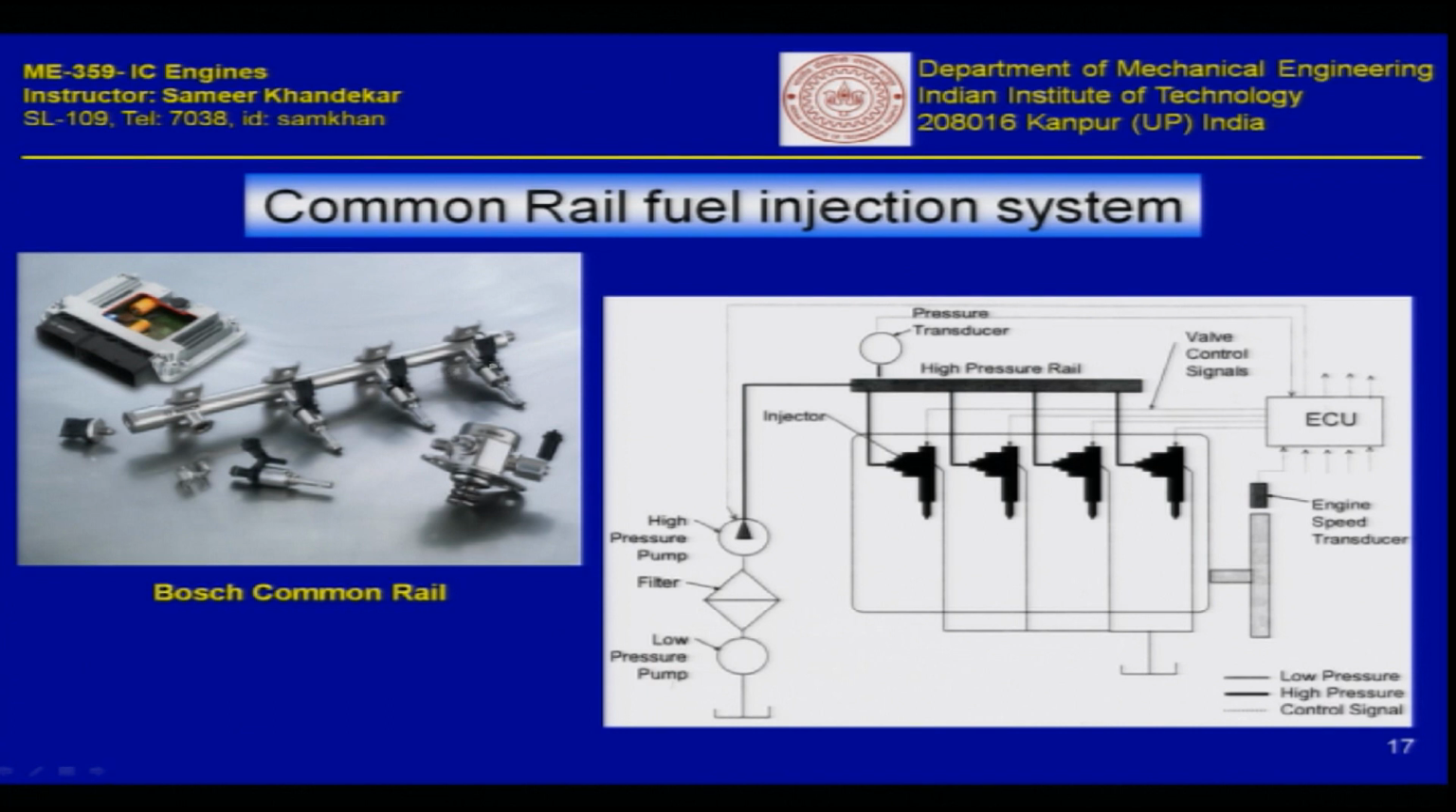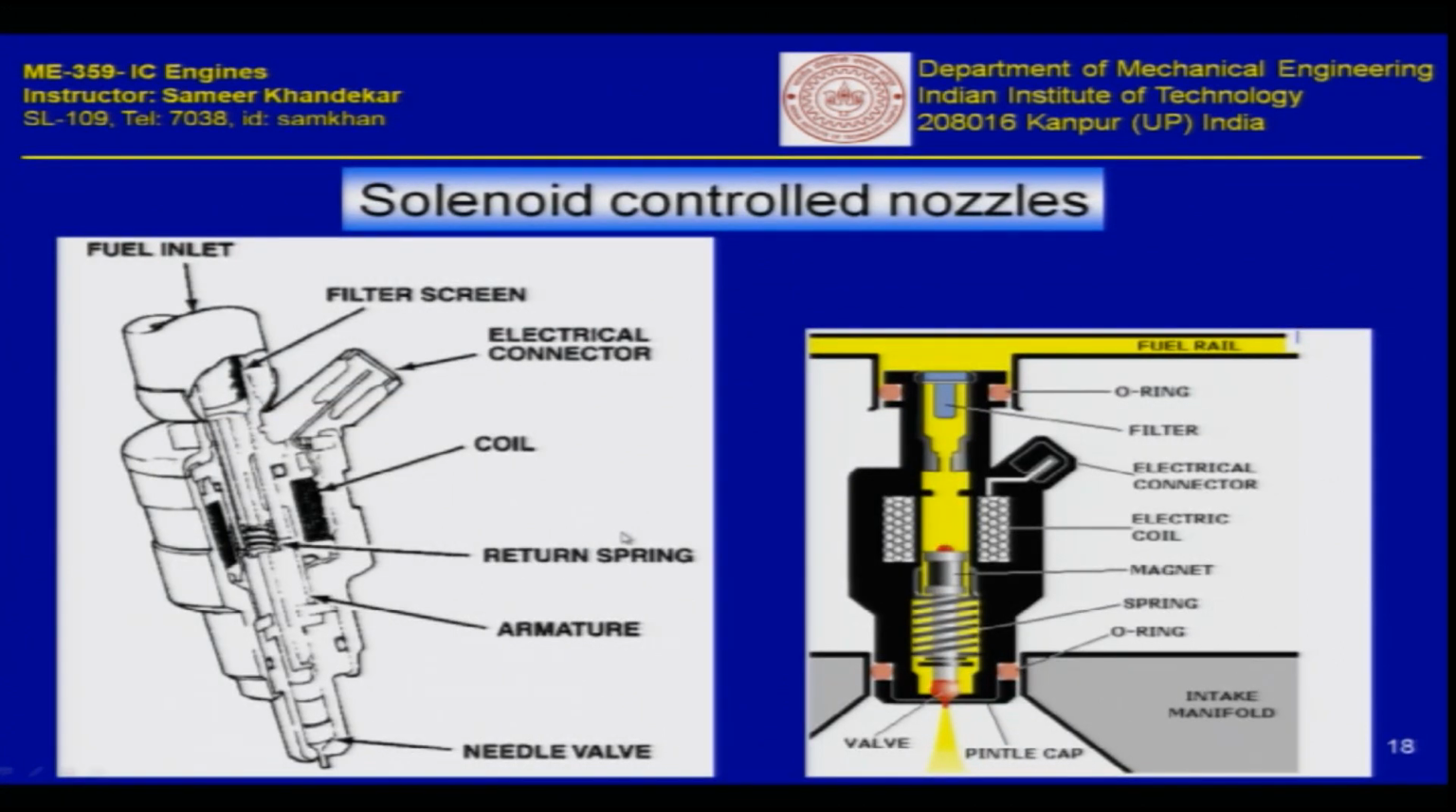You can see the common rail, this is the high pressure manifold, and in this manifold you have high pressure fuel which is always available, and this is connected to a fuel nozzle, and this nozzle has a solenoid, and you can operate the solenoid with this particular engine control unit. So, this is what is called the common rail fuel injection system.